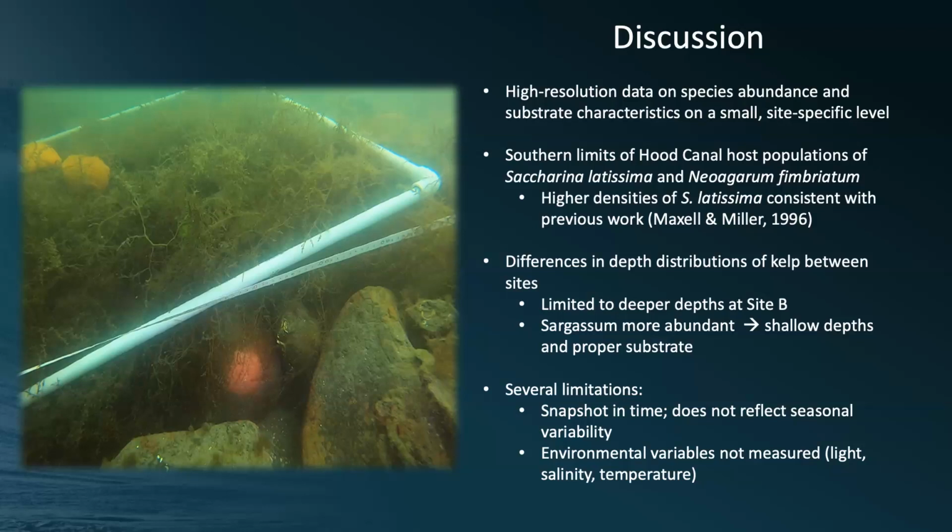There were some roadblocks like John mentioned, but this is just a snapshot survey. It does not reflect seasonal variability. That requires a lot more time and maybe hands on deck, so to say, to see what kind of demographic information these kelp have, like growth and mortality. Also, environmental variables were not measured. So light, salinity, and temperature are all factors that are known to impact kelp populations. So that's something that I would really like to look at in the future as far as understory kelp populations go in Puget Sound.